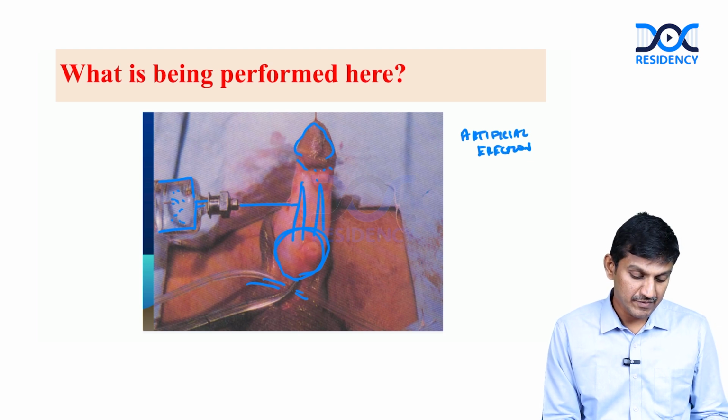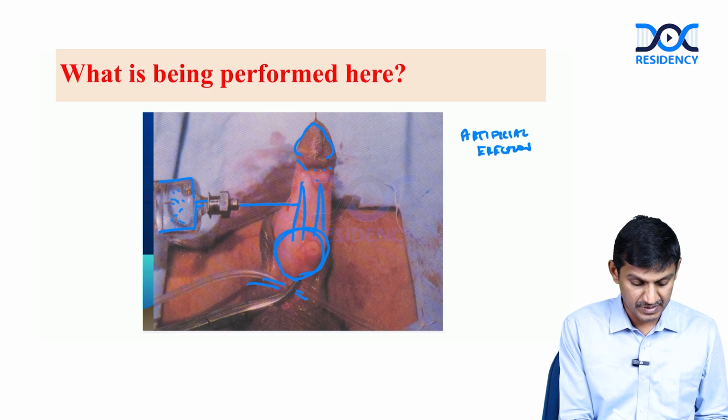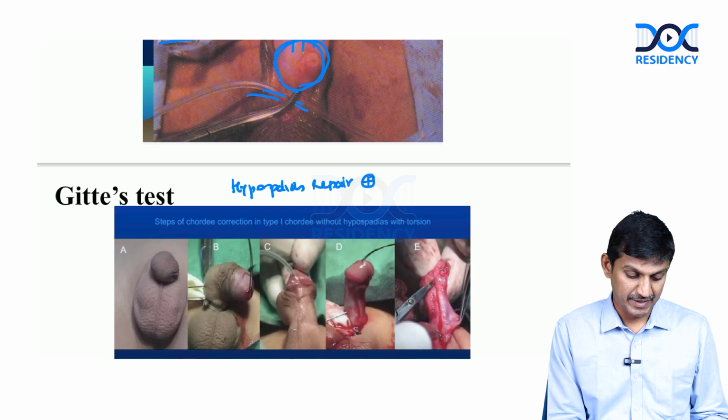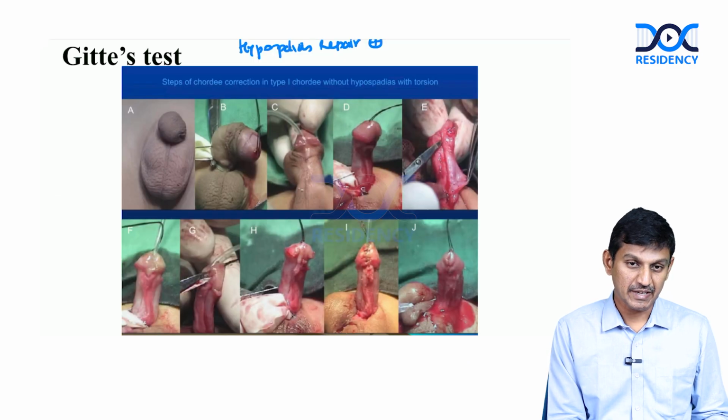Usually we do it whenever you suspect a chordee. This is a commonly used test done during hypospadias repair. Okay, hypospadias repair. So after correcting the chordee, you will have to check whether the chordee is corrected. So you do a Gittes test.